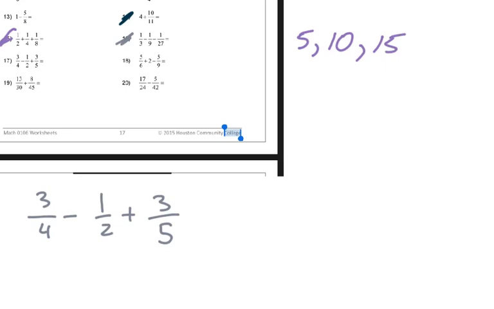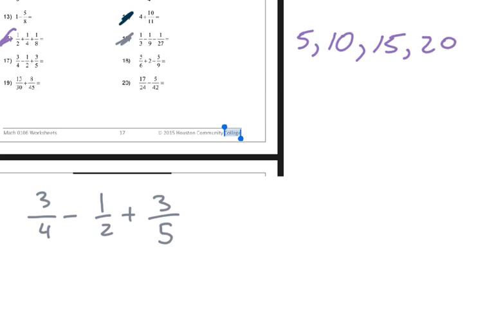4 does not go into 15, getting a little nervous here, but 20 works, and 4 goes into 20, and 2 goes into 20. By the way, because 2 goes into 4, I actually don't need to worry about checking for 2, because every number that works for 4 will work with 2.